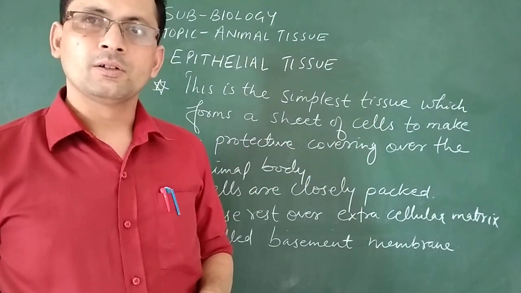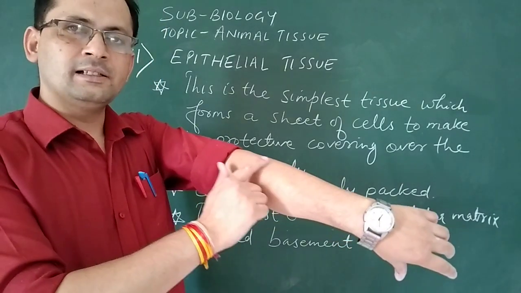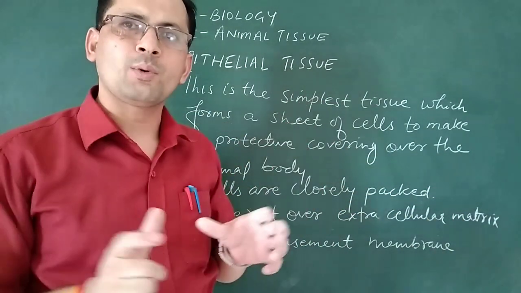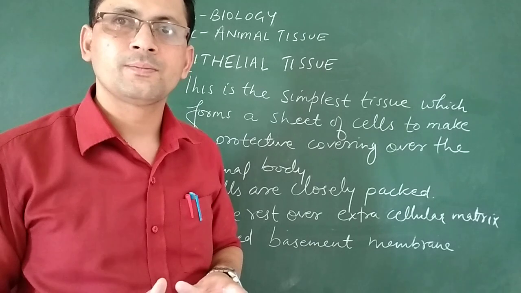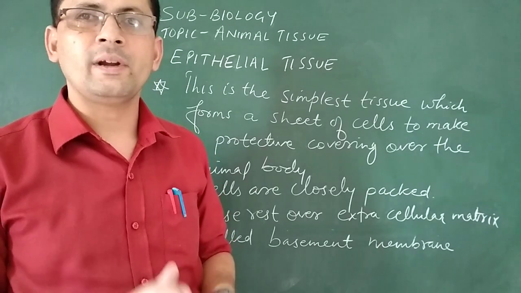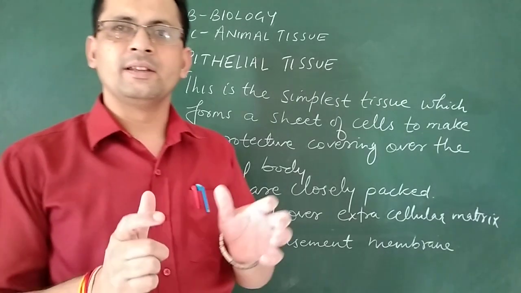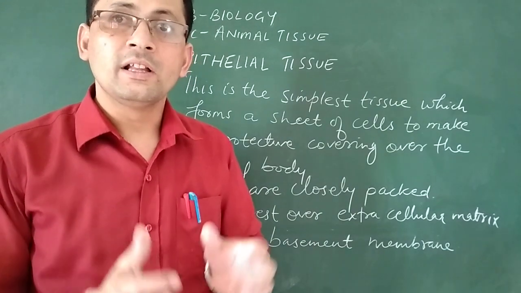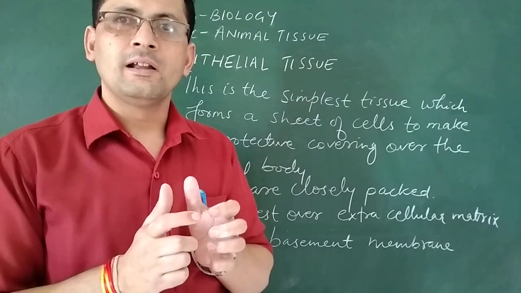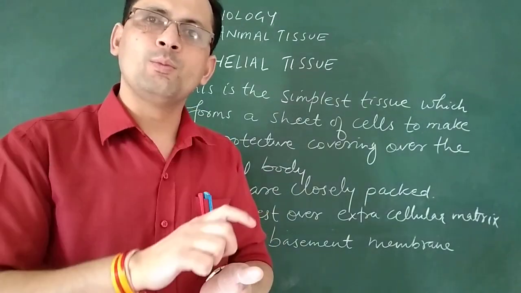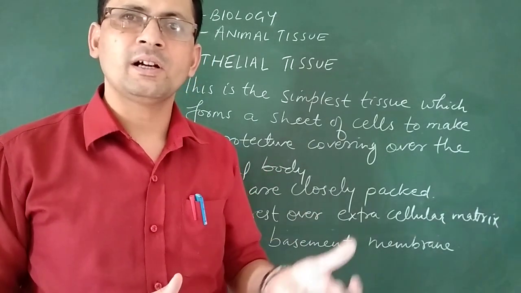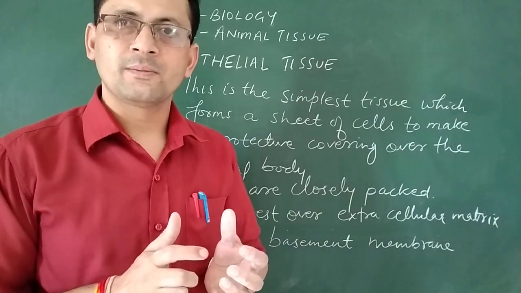So when we talk about epithelial tissue, it is present on our external surface, and it also makes a protective covering around the internal organs. This is the simplest and the fundamental tissue. Now let us see the cells. The cells in this epithelial tissue are closely packed. They are joined together by cementing material. Like 2 bricks: to join the 2 bricks, we need some material, that is cement. In the same way, there is a cementing material which joins these 2 cells.